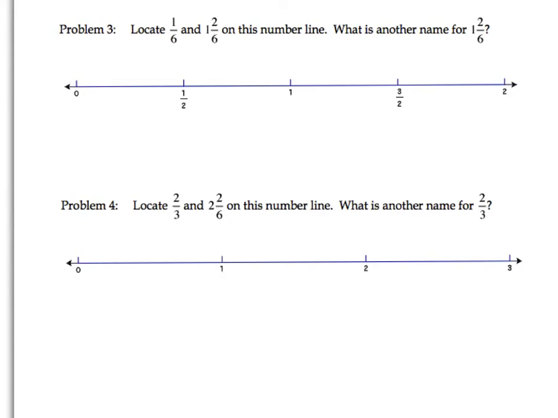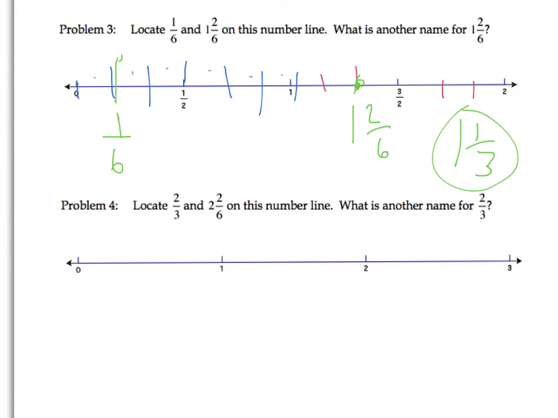Couple more. Locate 1/6 and 1 2/6 on the number line. So if I'm going to do 1/6, I need in between the 0 and the 1 there to be 6 sections. Well, since there's already 1 line, I'm going to go ahead and draw 2 here and 2 here. And if I count these sections, I've got 1, 2, 3, 4, 5, 6 sections in between 0 and 1. 1/6 would be there. There's my 1/6. 1 2/6, I'm going to do the exact same thing. And I'm going to mark 2/6, so 1 2/6 here. Another name of that could be, let's simplify it to 1 1/3.